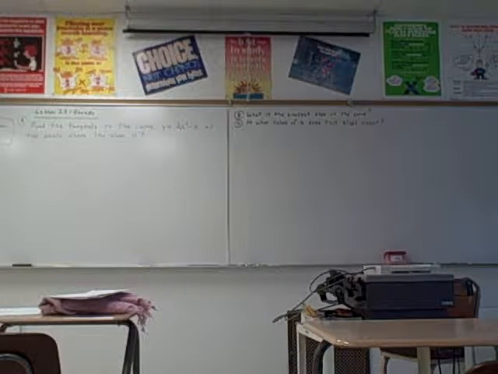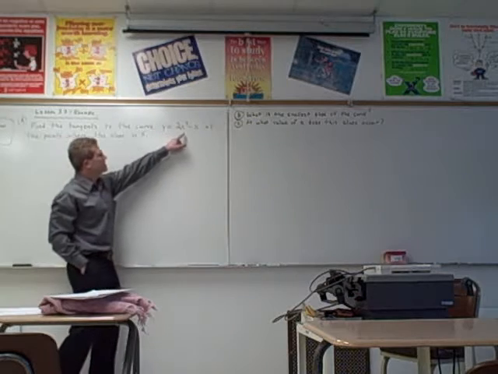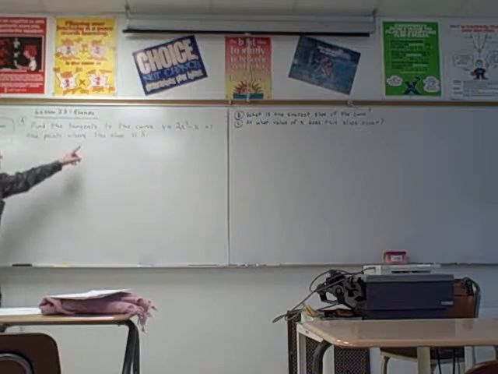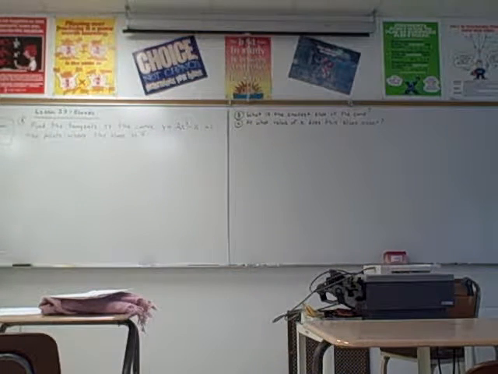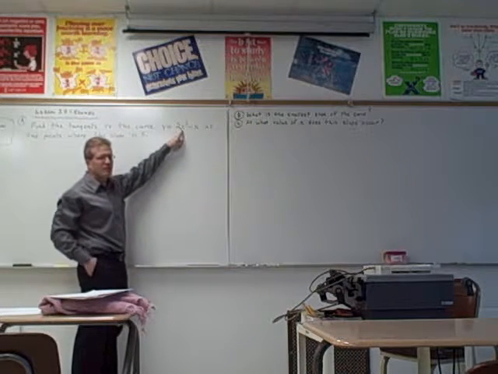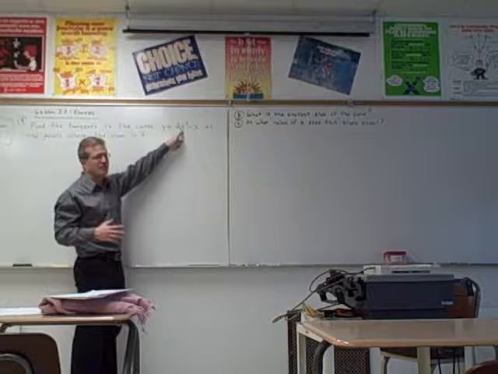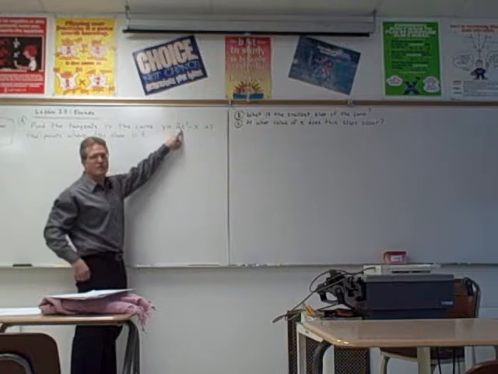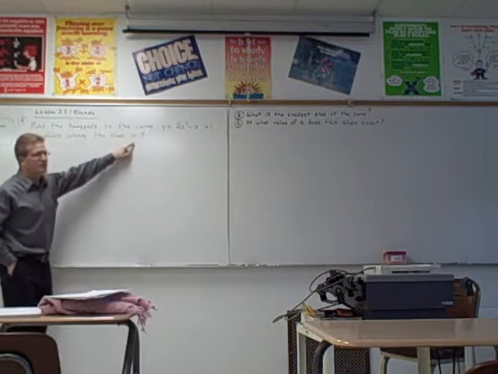Just want to do one more example to help you finish assignment 3.3. Problem says find the tangents to the curve y equals 2x cubed minus x at the points where the slope is 5. So you get this curve, and you want to figure out the equations of the tangent lines, but they don't give you an x coordinate, but they tell you that the slope is 5.